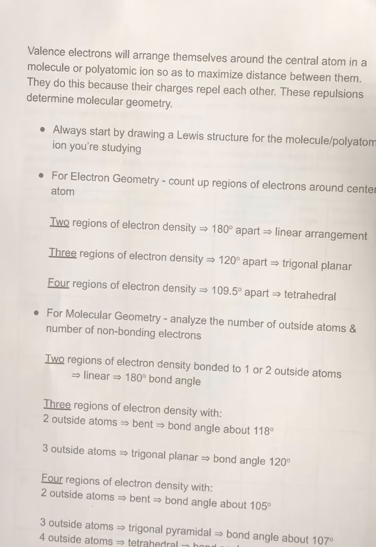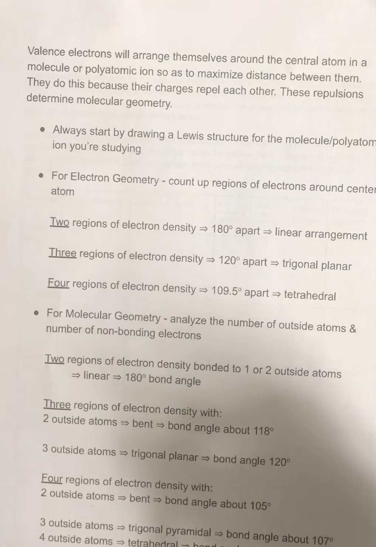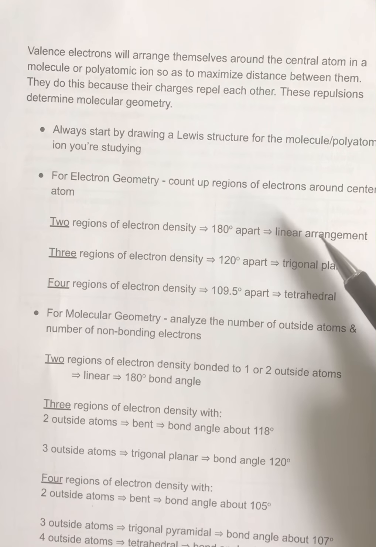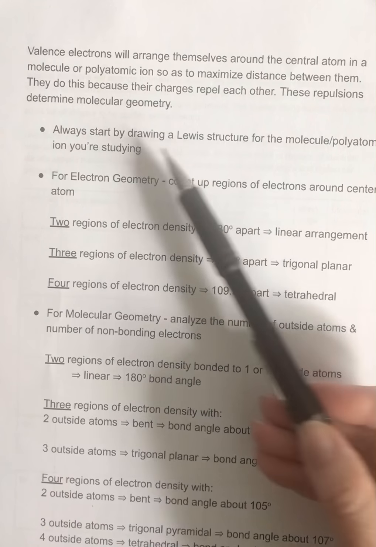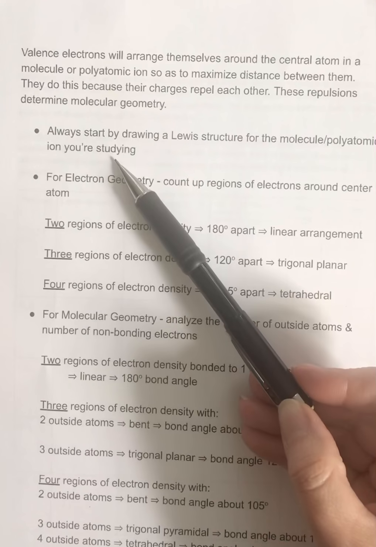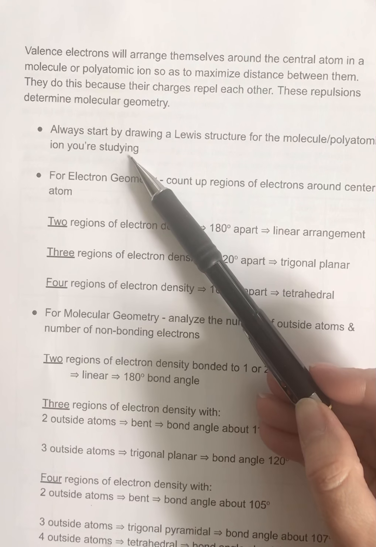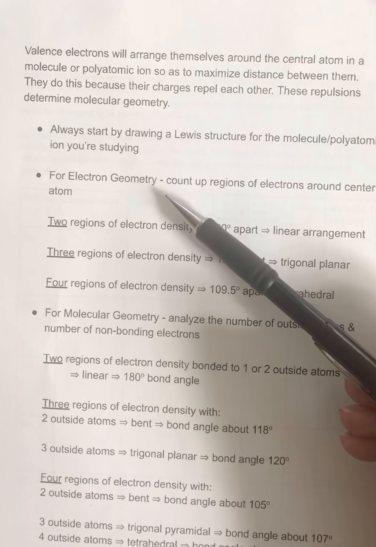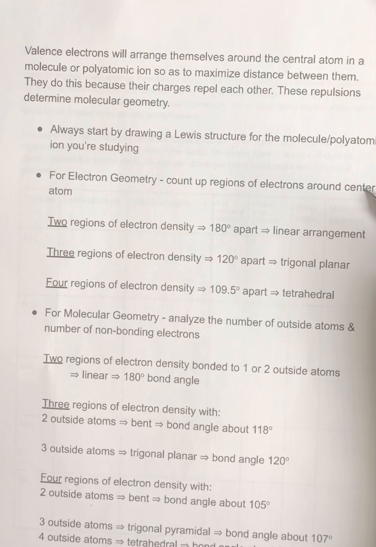You have to go through each step to learn. Eventually, you should be able to get to the point where you can look at a formula and maybe relate it to one you've seen before and be able to make a quicker decision. But right now, we're at the beginning. So we're going to always start by drawing a Lewis structure for whatever we're studying. And then from that drawing, we're going to determine how many regions of electrons are around a center atom.